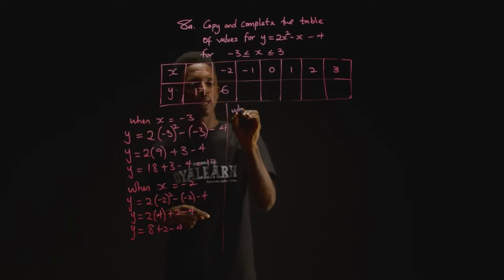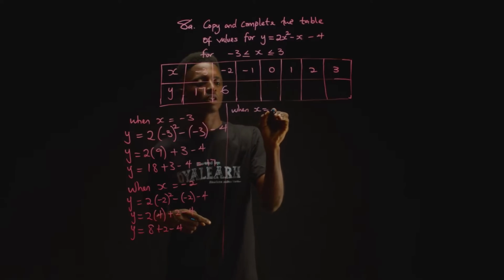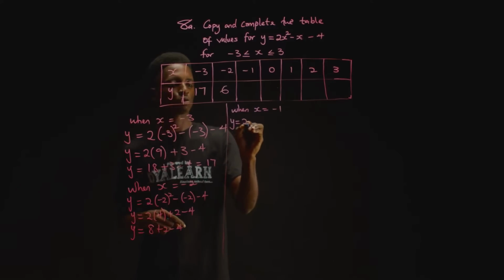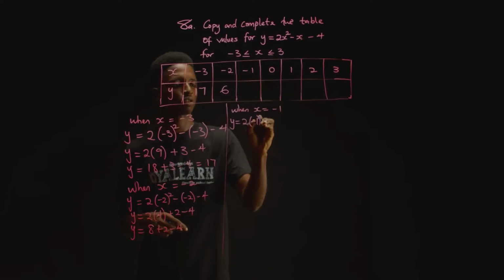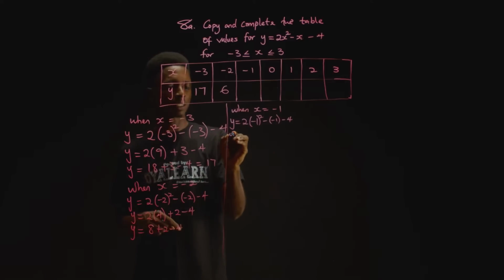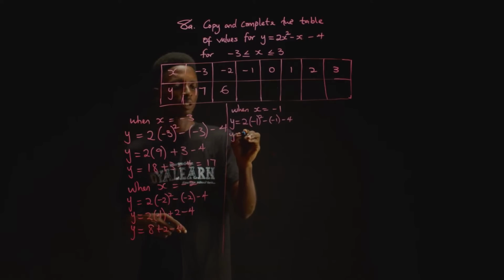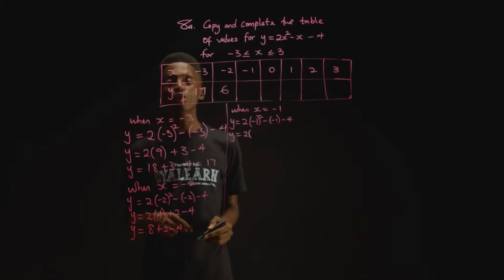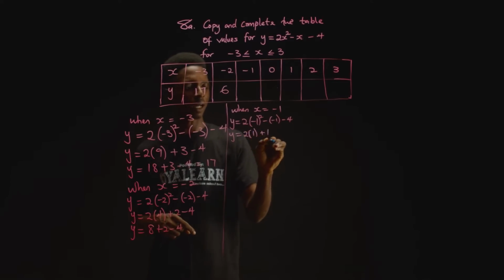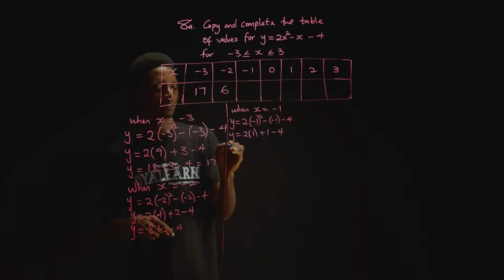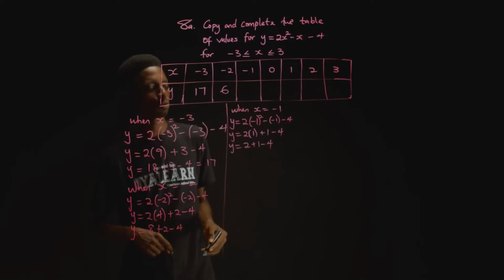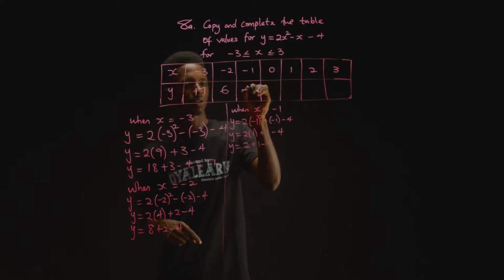Now, when x equals minus 1. Now, what we'll have here is y equals 2 into bracket minus 1 squared minus, open bracket, minus 1, then minus 4. So here we see y equals 2 into bracket minus 1 squared gives us 1. Then minus times minus, that's plus 1, then minus 4. So what we have here is y equals 2 plus 1 minus 4. And this would give us minus 1.